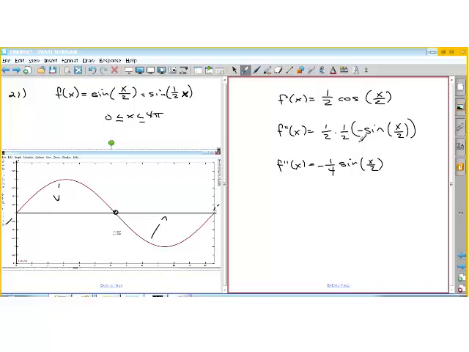So the question is, what do we do? Well, we set that equal to 0. That's what we do. When is the second derivative either undefined or equal to 0? Well, the sine is always defined. So we set it equal to 0, and if you divide by negative 1/4, you still get 0. So the question is, between 0 and 4 pi, where does the sine equal 0?